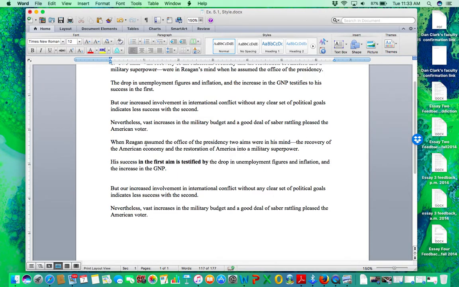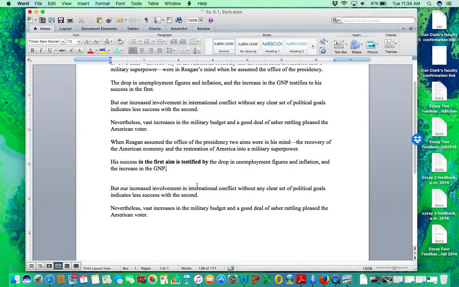Because let's read it now. When Reagan assumed the office of the presidency, two aims were in his mind: the recovery of the American economy and the restoration of America into a military superpower. His success in the first aim, well, we know that's the recovery of the American economy, though we do have to go pretty far back into the sentence to find it. So I'm wondering if we should flip that, but I'm not 100% sure. But let's go ahead and do the rest. His success in the first aim is testified by the drop in unemployment figures and inflation and the increase in the GNP.